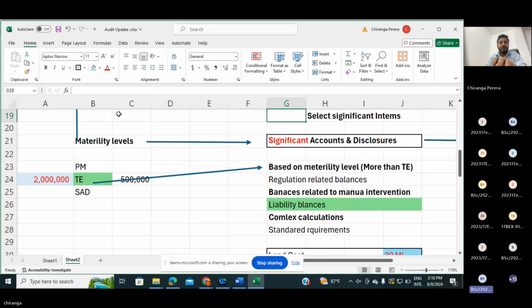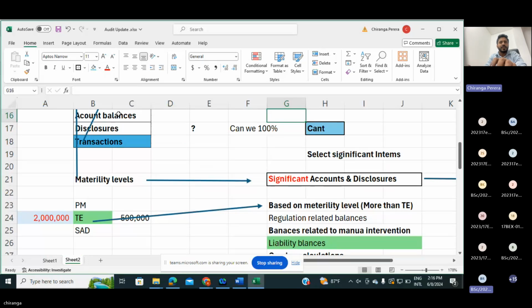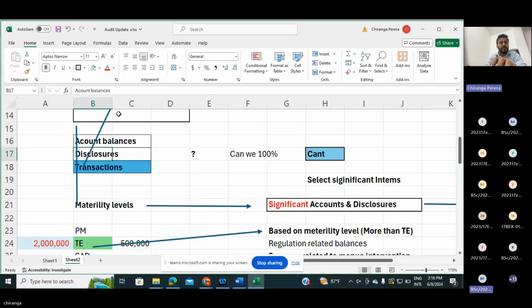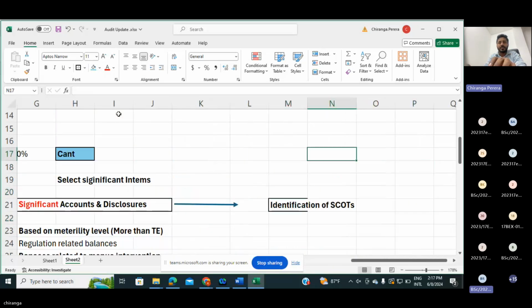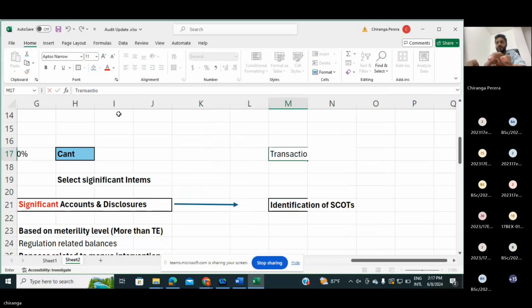There's a list, right? So then you can see there's another item we need to test as auditor. What is that? That is transactions, right? So then we have to plan for transactions as well. As we said, the first day as auditor, we have to focus on these 3 elements: account balances, disclosures, and transactions. Now we have selected significant accounts and disclosures. Now we are focusing on transactions.